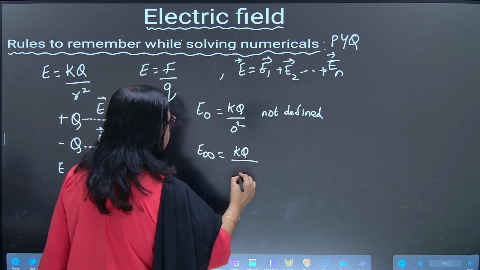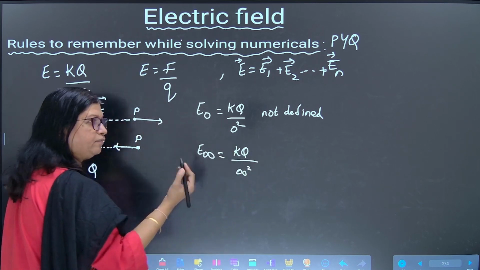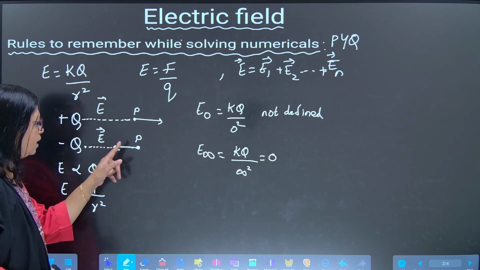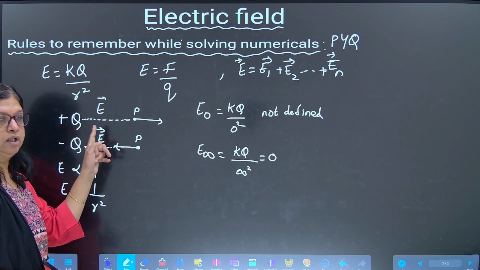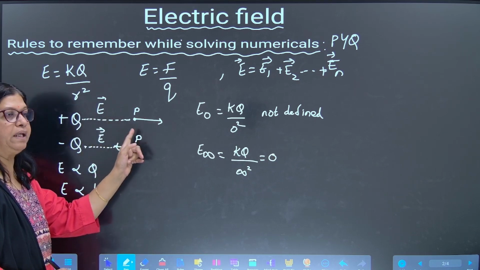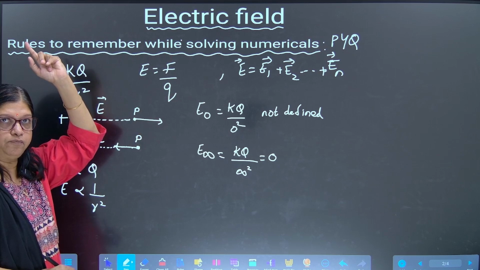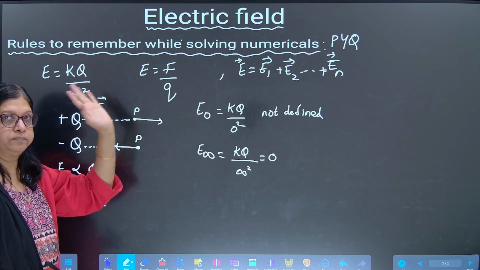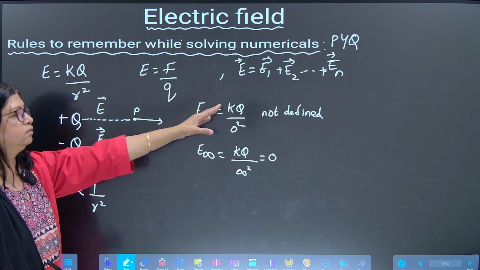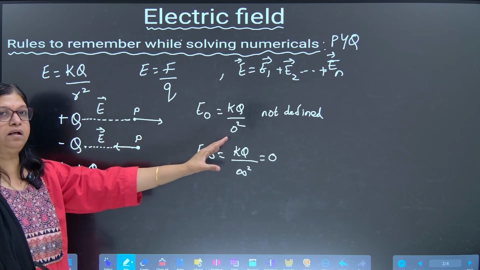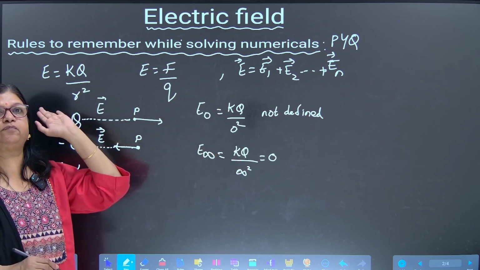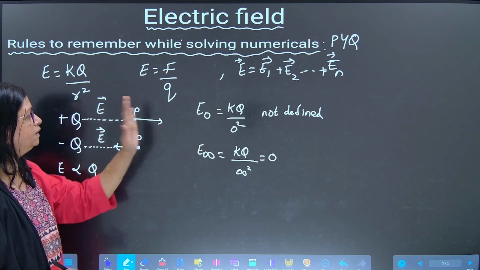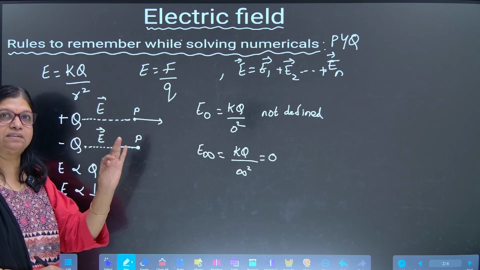KQ upon infinity square. 1 upon infinity square is 0. So my answer is 0. That means if I consider a charge and consider the point P somewhere very far from the charge, then the electric field which I get is 0. So very close, not defined. Very far, the electric field is 0. This is the point to be remembered. Fine. Okay. So these are some PYQs which you can answer.